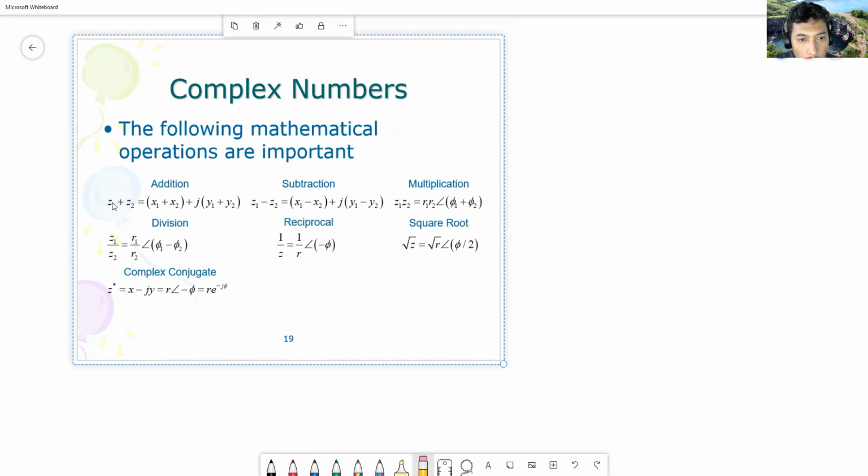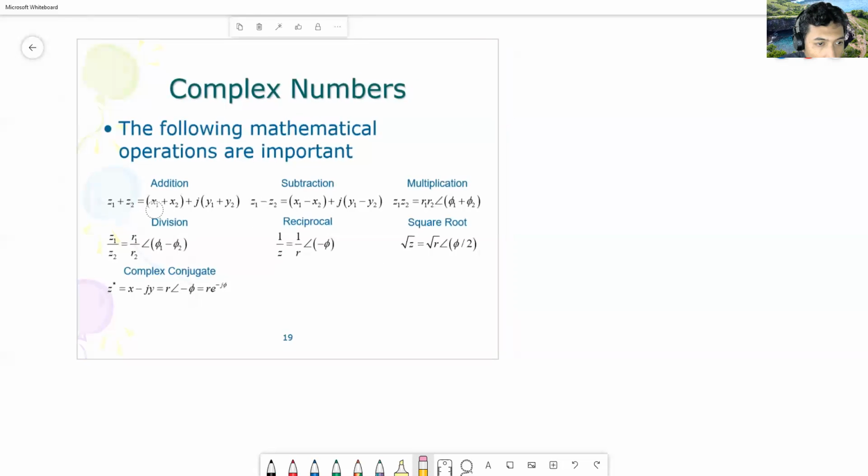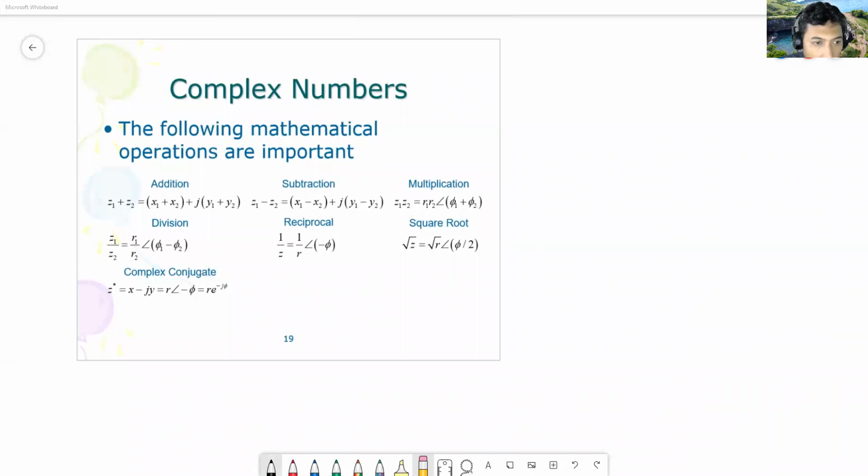Okay, so this is the addition. As you can see, you need to add the real part with the real part, and the imaginary part with the imaginary part only. The same thing goes for subtraction. For example, z1 minus z2, you can only subtract the real part with the real part and the imaginary part with the imaginary part.